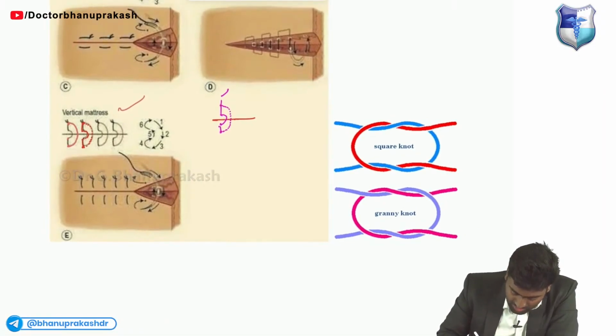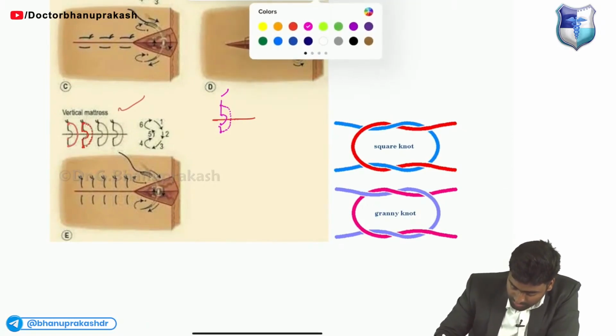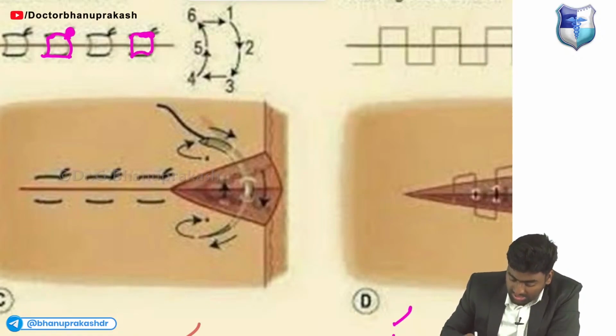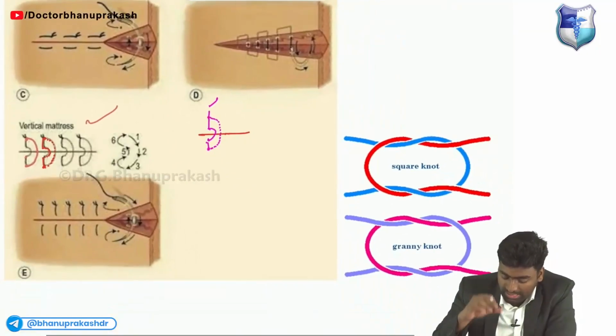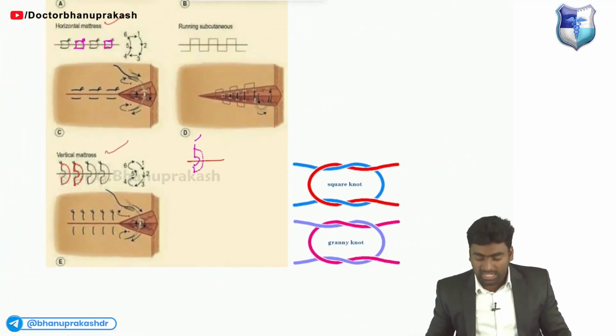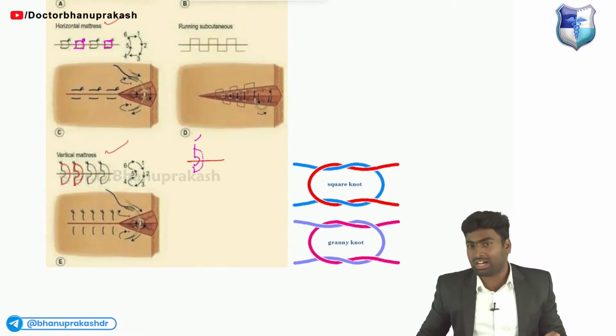Horizontal mattress will be done on this side, like this. You took a bite, came along, took a bite here, then came along and tied here. This is how it is done in horizontal mattress. So just remember the vertical mattress, so that you won't get confused with it, and you can solve the other one easily.